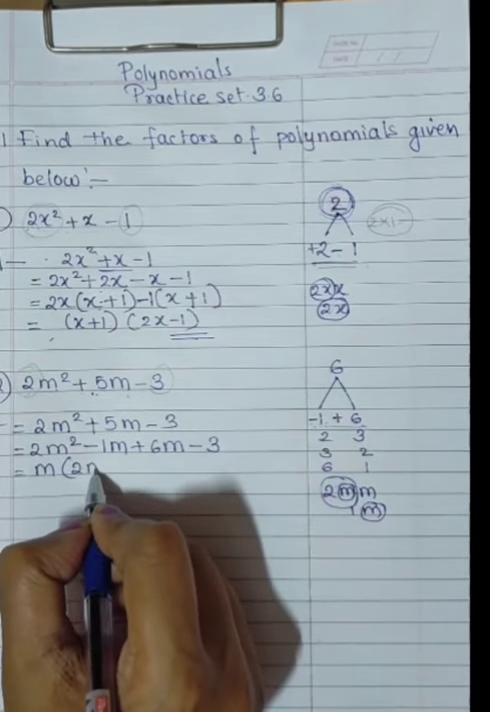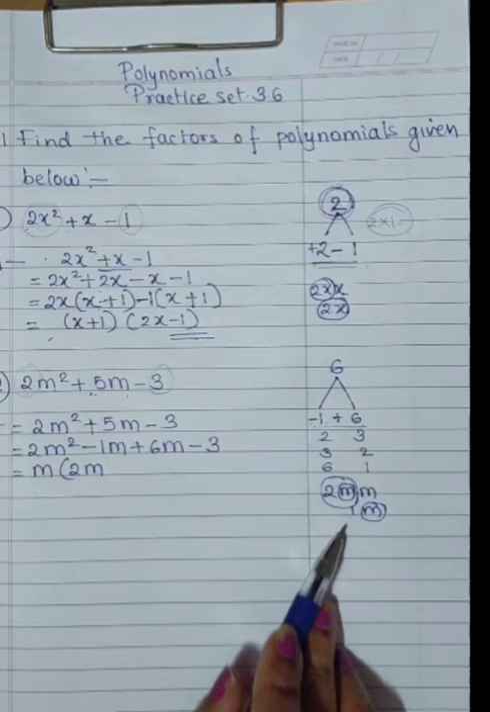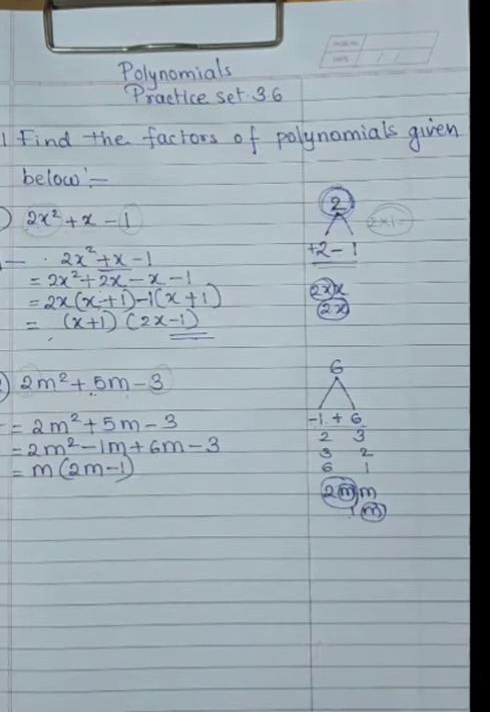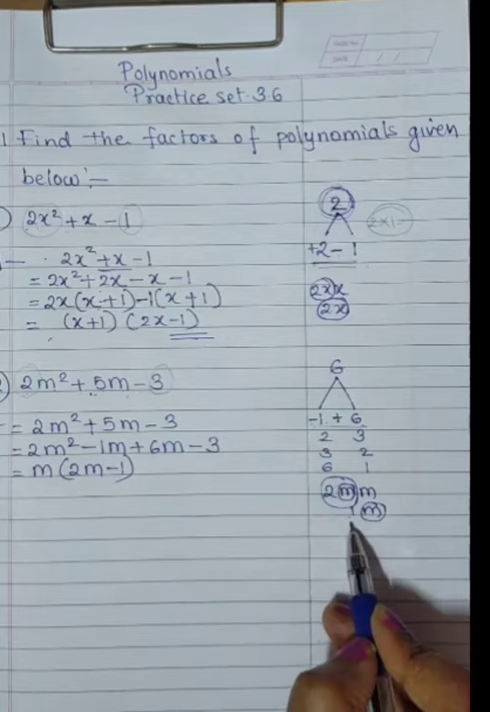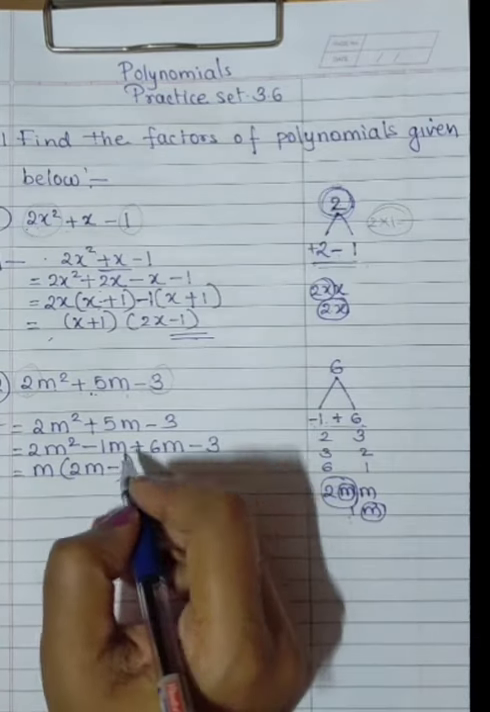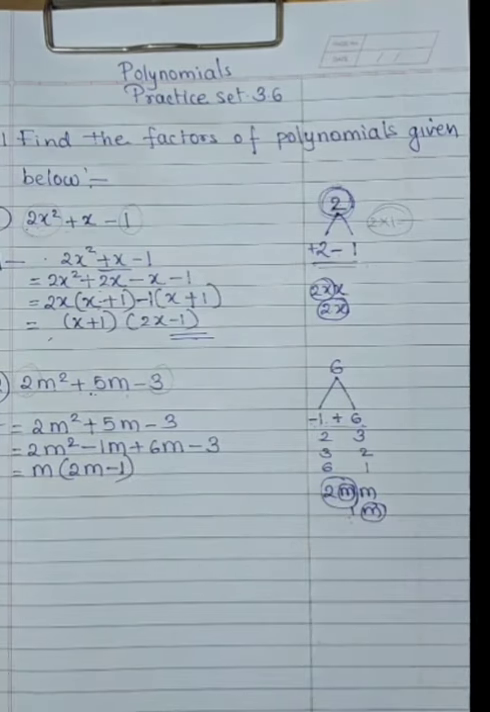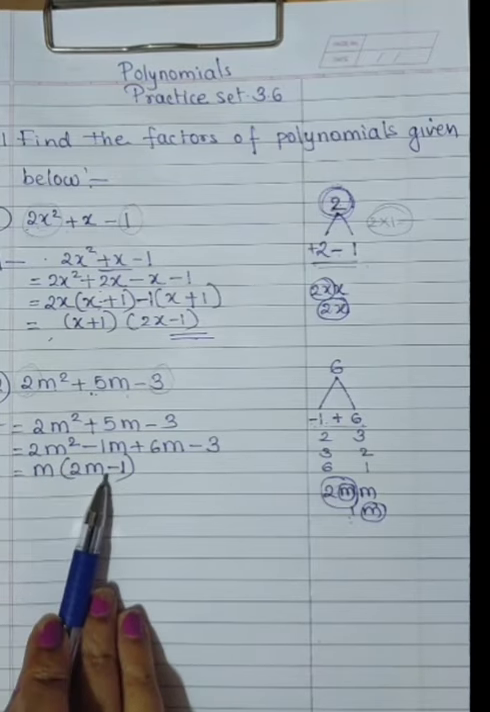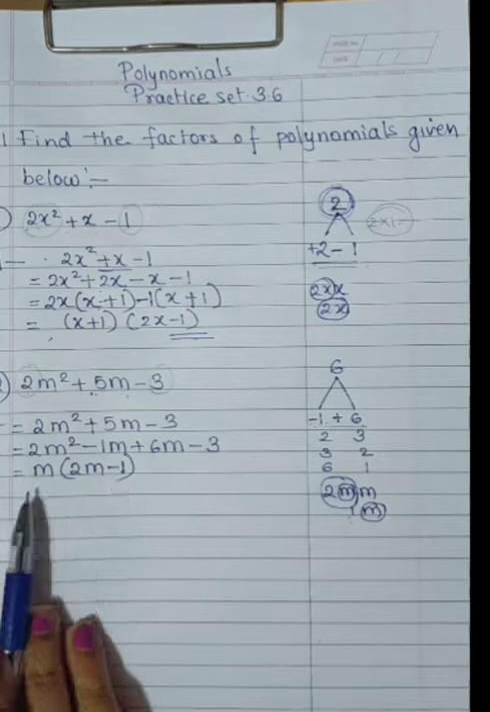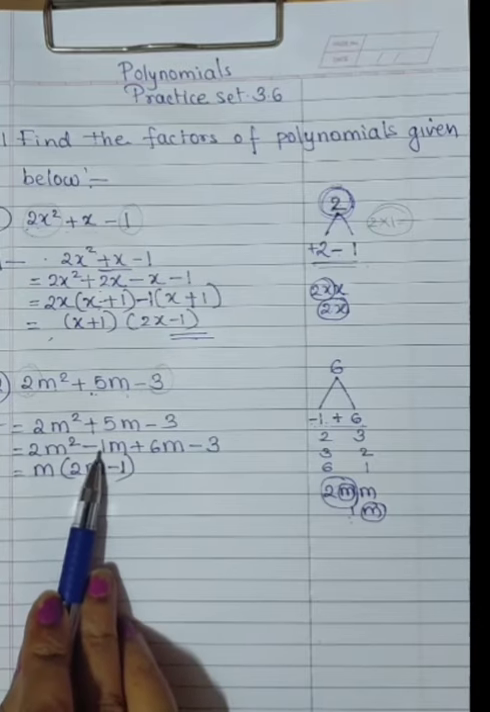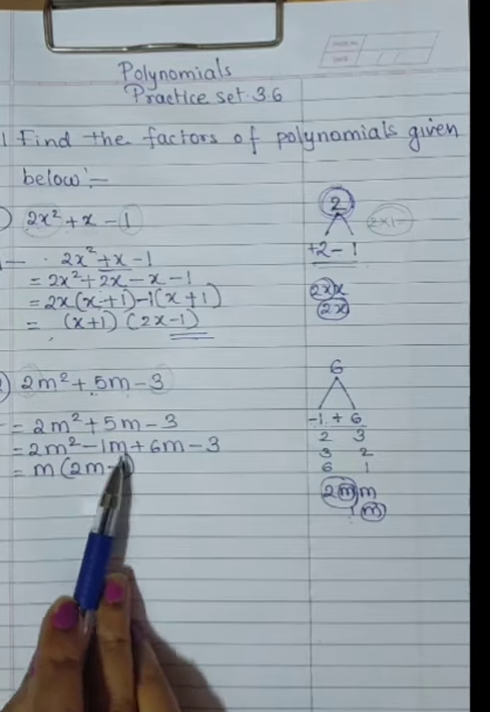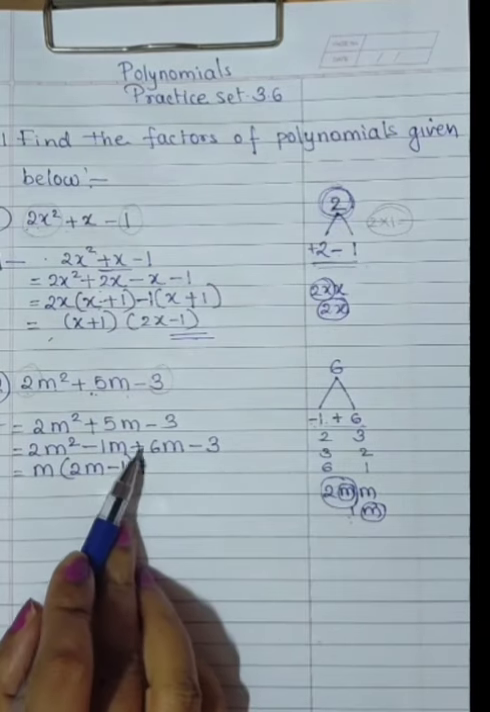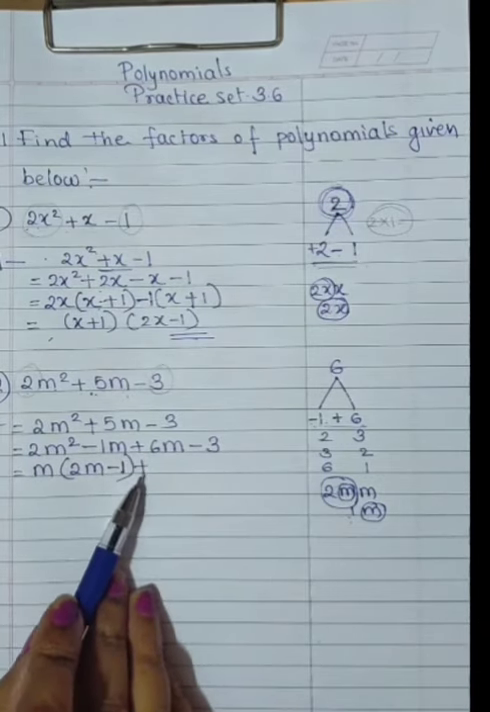2m. What we have here? We have 1, so we'll write minus 1. What remains? 1 remains, so we have written here minus 1. So when we multiply this both, we will get 2m square minus 1. When we multiply this both, we will get 1m. I hope you are getting. Plus, the sign of plus in between will remain as it is.